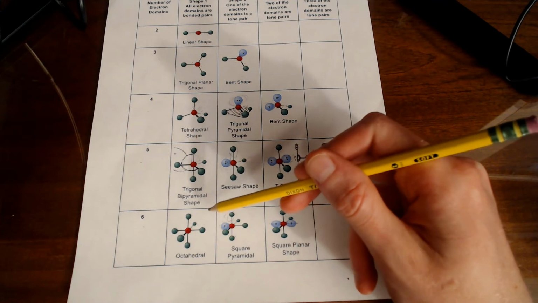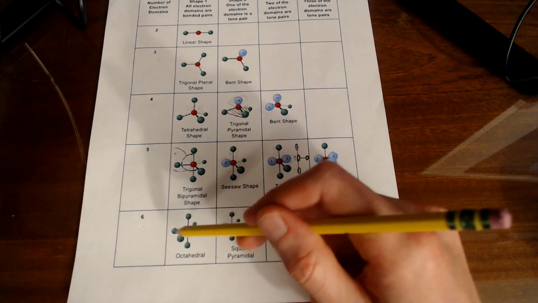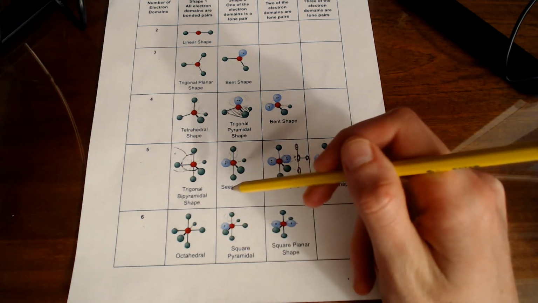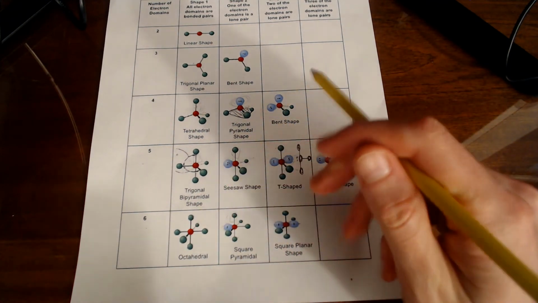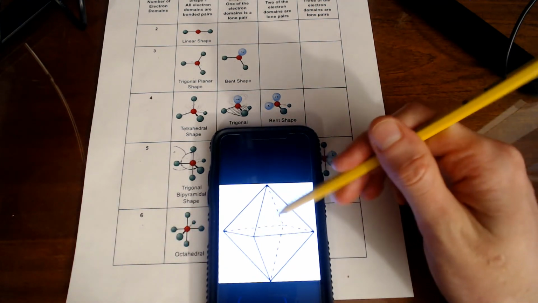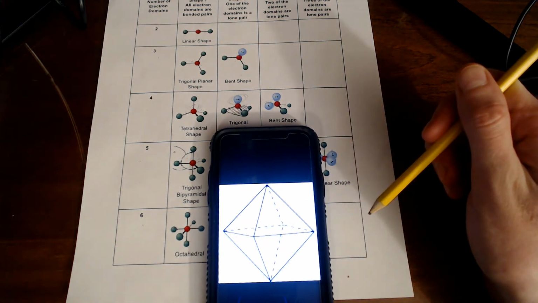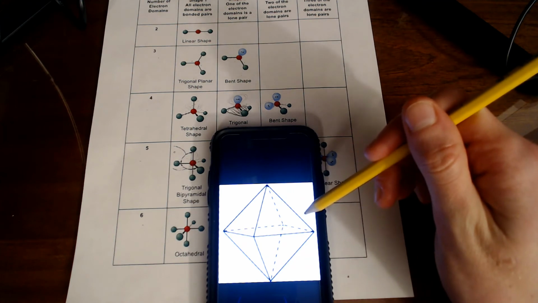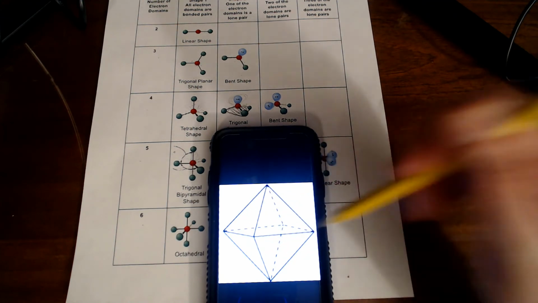Furthermore, for this octahedral shape, we call it octahedral not because it has 6 electrons around it, 1, 2, 3, 4, 5, 6, because octa means 8. It's because if we attach faces in between these 6 electrons, we get this octahedron, which has 8 faces. 1, 2, 3, 4, 5, 6, 7, 8.